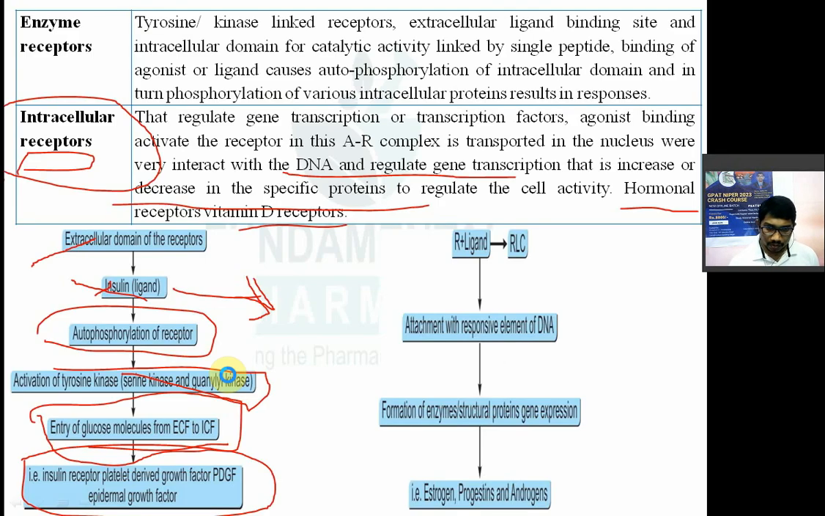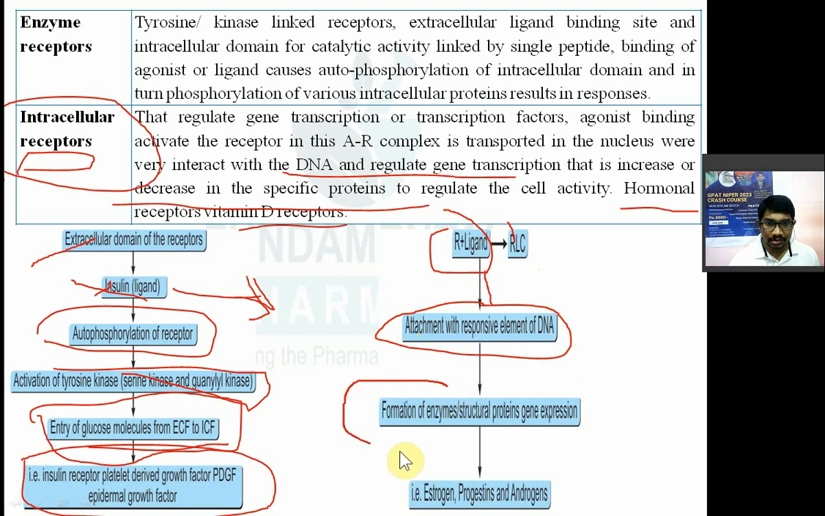Now you can see last, intracellular receptor. जो भी drug है ligand है, it will bind to intracellular receptor, drug receptor complex. So it will be transported into the cell, attachment with the responsive DNA. DNA के ऊपर attach होगा, formation of enzyme, structural protein, gene expression. Gene बनाएगा and then synthesis of proteins or decreasing the synthesis of protein. तो उसके type examples of these receptor is मतलब estrogen, progesterone, androgen receptor. So these are the types of receptor.